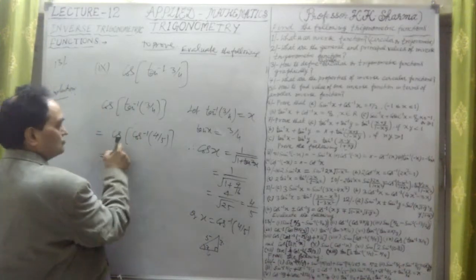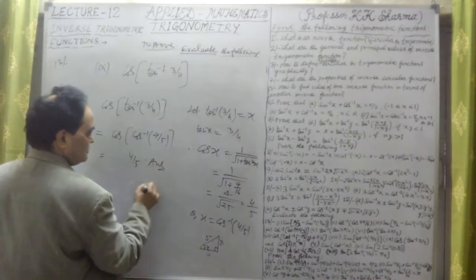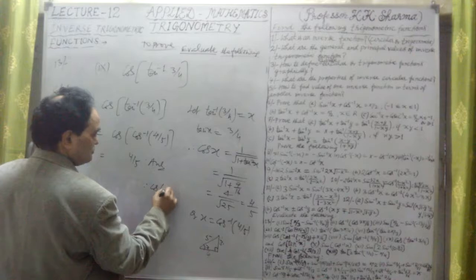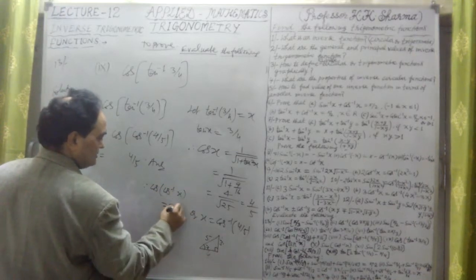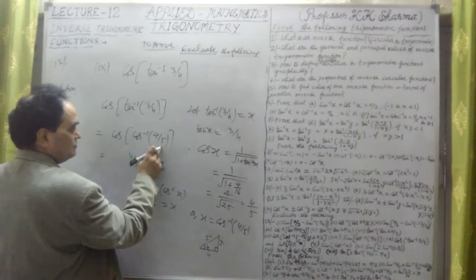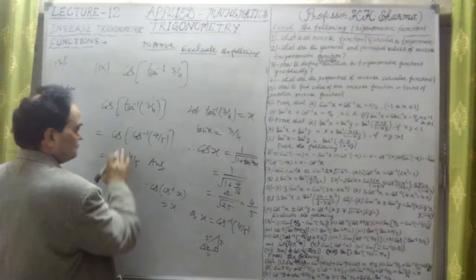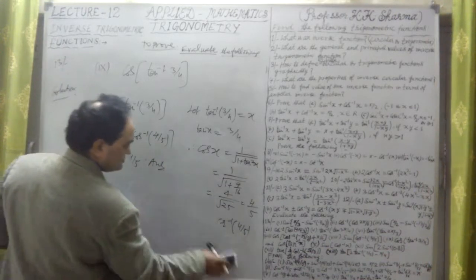Now it will give us cos inverse of 4 by 5. Why? Because cos inverse of cos x is equal to x only, this angle will come, so this numerical value, 4 by 5, will come. Cos inverse x is x only. That is the point. Okay, so this is the answer.